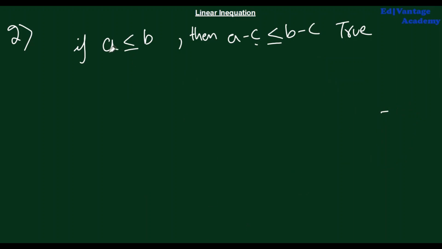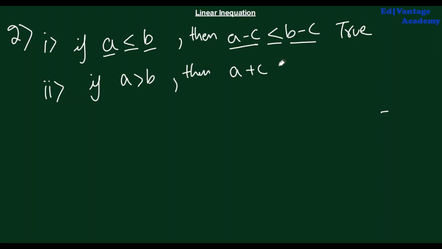So what they have given, A is less than or equal to B. After subtracting C, some number, both the sides, the symbol is still lesser than. So this is true. First one. Second one, they said if A is greater than B, then A plus C is greater than B plus C. Again, they added both the sides and the symbol is not getting reversed. That's true. We know on addition and subtraction, the symbol doesn't reverse.